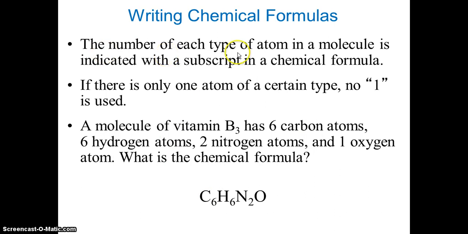The number of each type of atom in a molecule is indicated by a subscript in a chemical formula. If there is only one atom of a certain type, the number 1 is used. For example, a molecule of vitamin B3 has 6 carbon atoms, 6 hydrogen atoms, 2 nitrogen atoms, and 1 oxygen atom. What is the chemical formula? So you can write C6H6N2O. So this is the formula for vitamin B3.